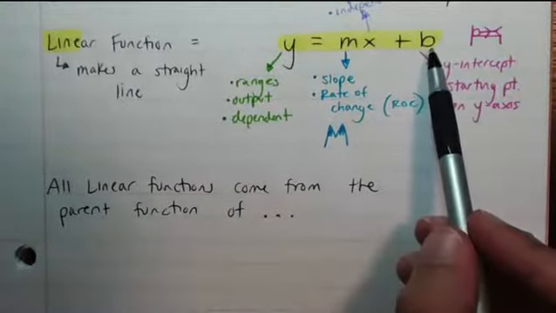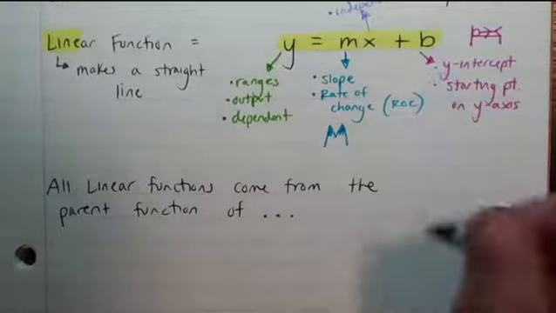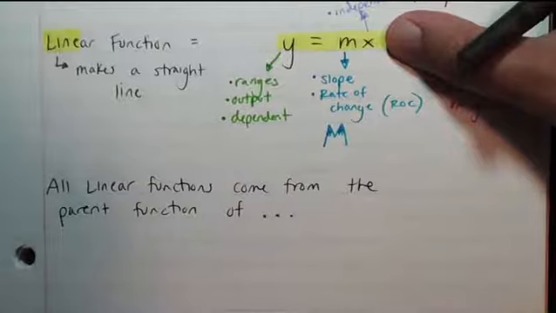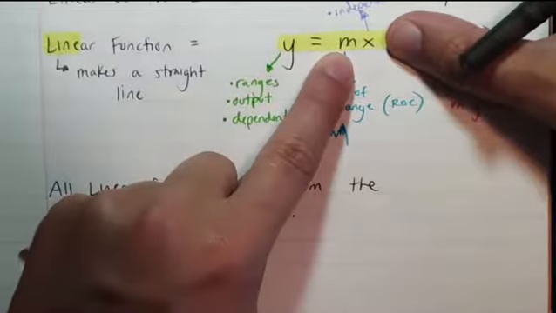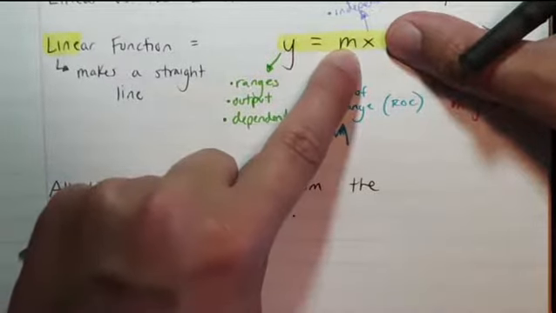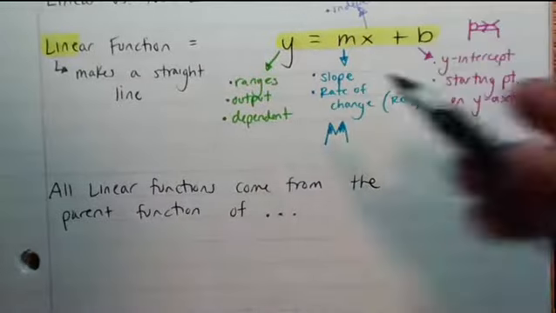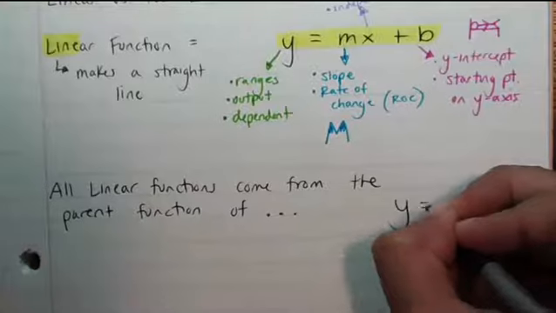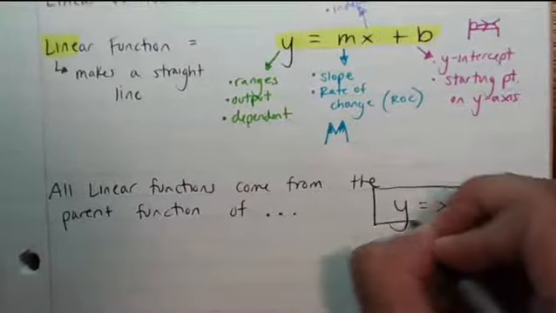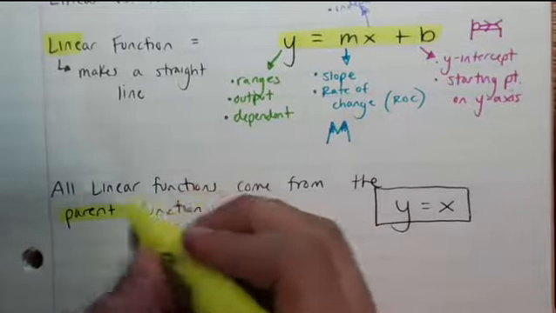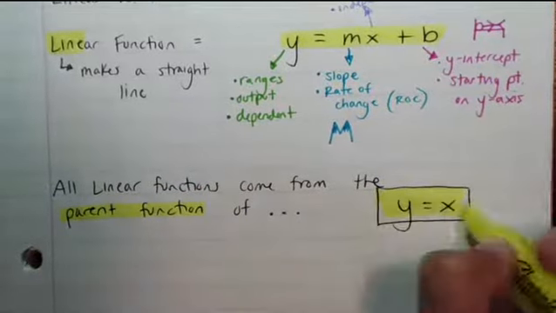So sometimes we have the b, sometimes we don't. So technically it could just be y equals mx. But remember I just said if the slope is 1, do I necessarily need to put a 1 in front of the x value? No. So that's why our parent function for all linear functions is just y is equal to x. And I want you to highlight: parent function y is equal to x.